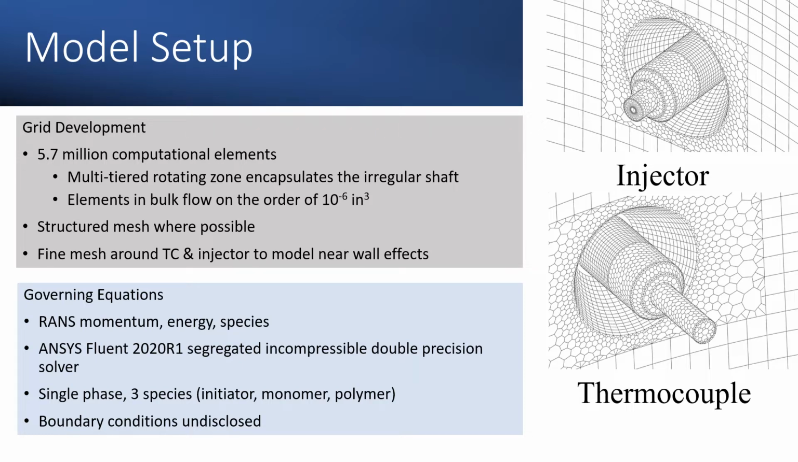The RANS momentum, energy, and species equations were solved. We used ANSYS 2021, segregated incompressible double precision solver. We only used a single phase consisting of 3 species, that being the initiator, monomer, and polymer, and we have boundary conditions which we cannot disclose at the request of our sponsor.